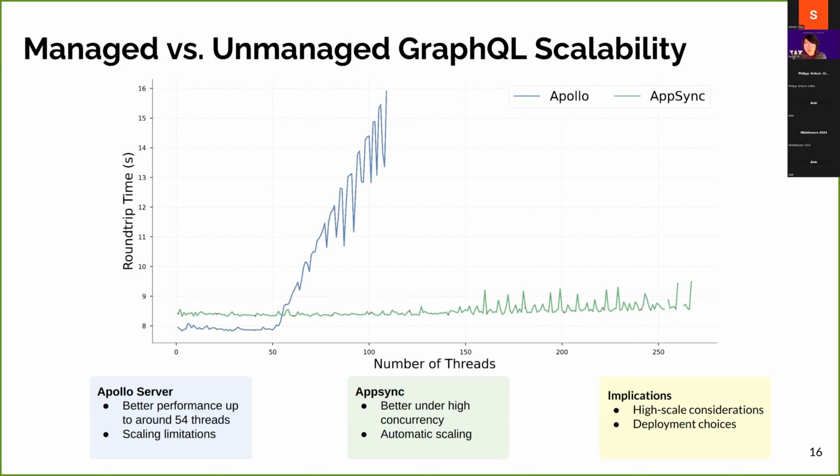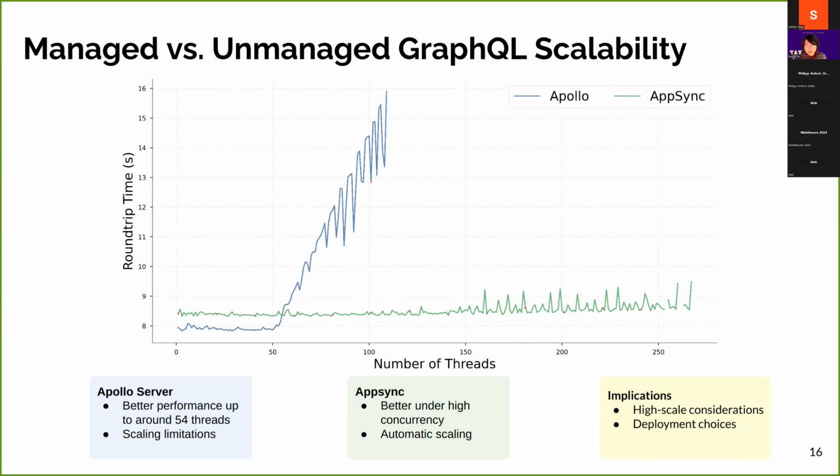The unmanaged Apollo server shows slightly better performance up to around 54 threads, but the round trip time just grew indefinitely from that point. So obviously there's a scaling problem for our self-hosted Apollo server. You can probably address that with a better VM, but that will only push the 54th thread point a little bit later, and the problem will come anyway. AppSync, on the other hand, handles the high concurrency pretty well. And thanks to AWS automatic scaling, you don't have to worry about the concurrency problem, even with lots of requests incoming at the same time.